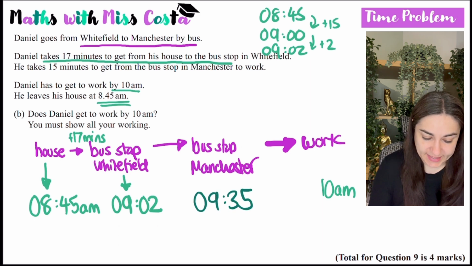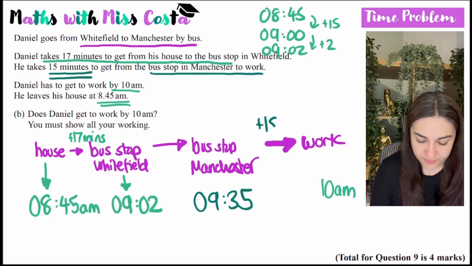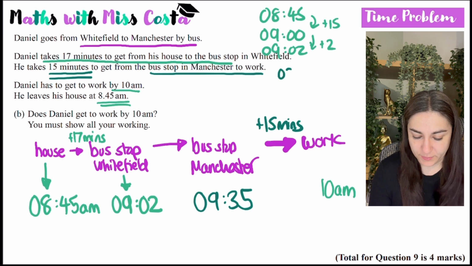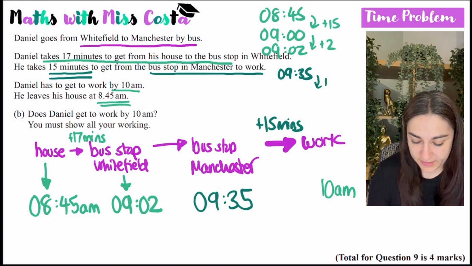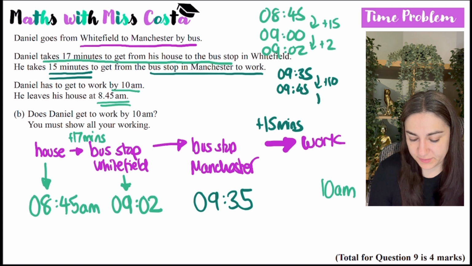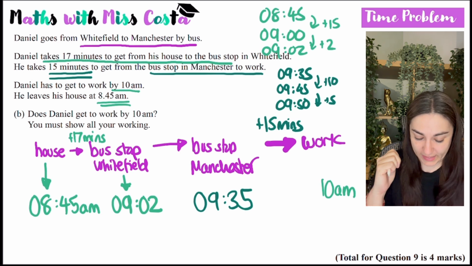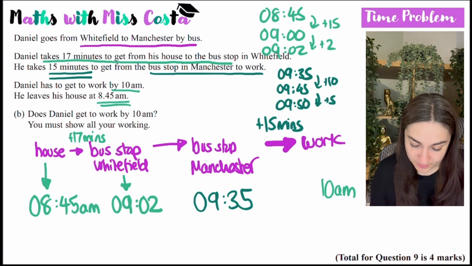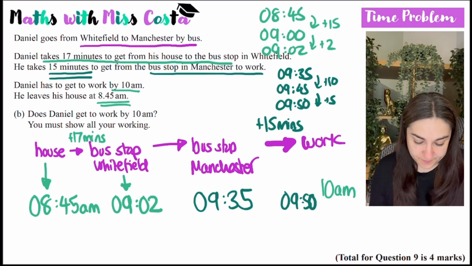It then says he takes 15 minutes to get from the bus stop in Manchester to work. So I'm going to add 15 minutes. So once again, I've got 09:35. Either you could add 15, because especially with your calculator, you've got 35 plus 15, or we could just break it down into nice easy chunks: add 10, so that would be 9:45, and then add 5, so that would be 09:50. Remember that time is out of 60 minutes, so when you get to 60, that's a full hour. So that means that he arrives at 9:50 at work.